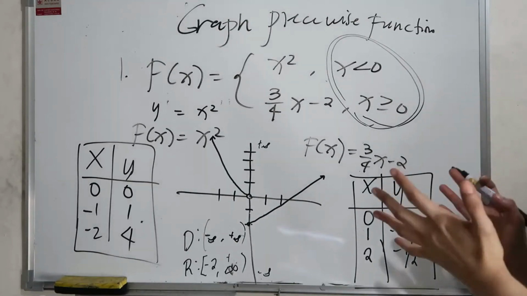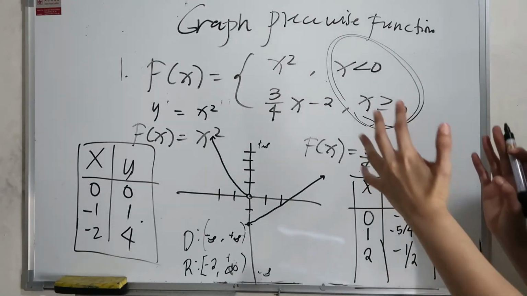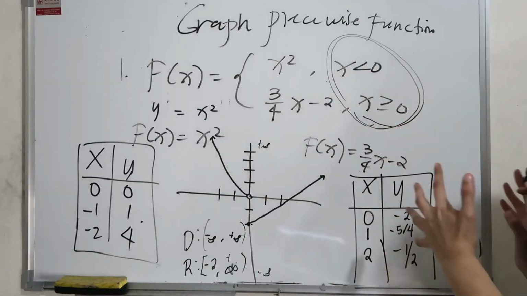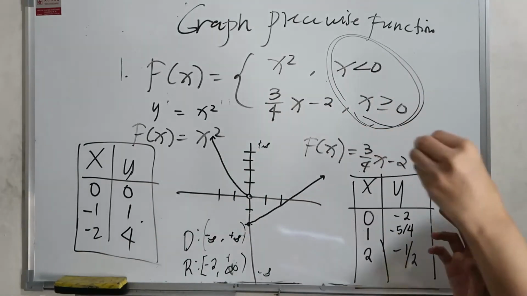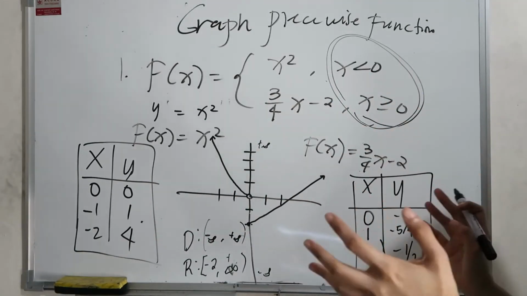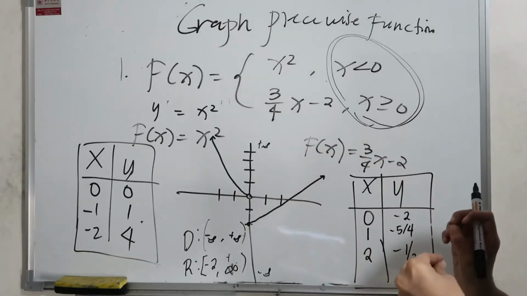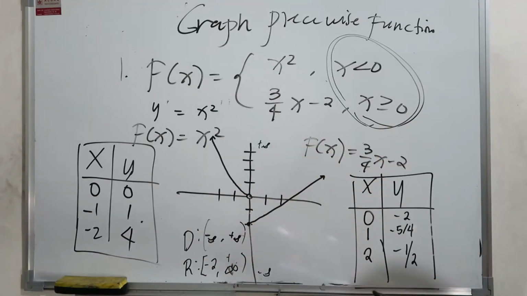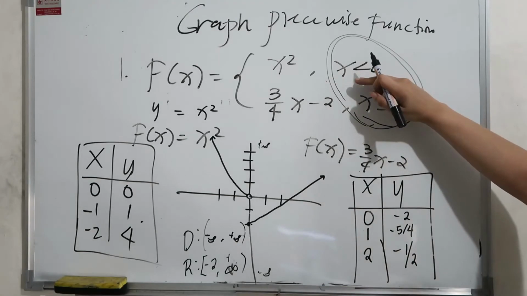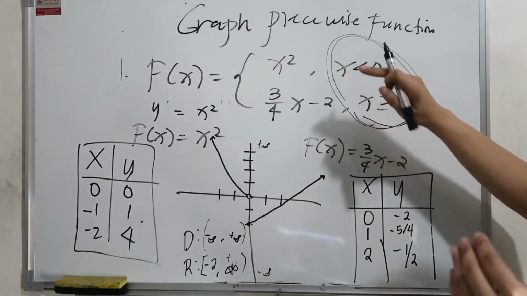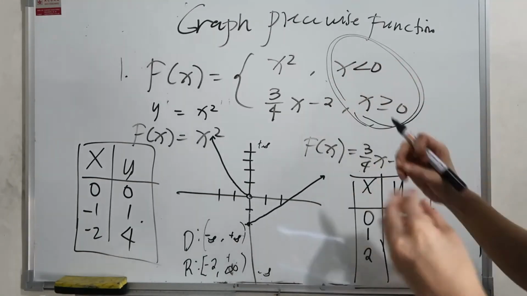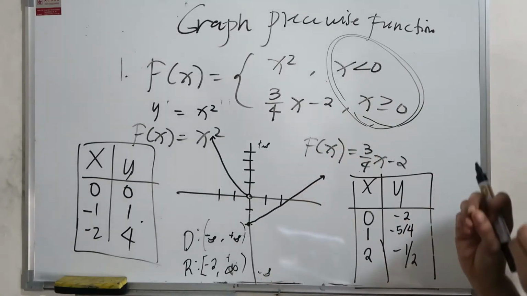Again, in graphing a piecewise function, you need to determine the first function, and then the second function, and then make a table of values in each function. And then to assign the values of x, you need to check your given condition. So that's how we graph a piecewise function.